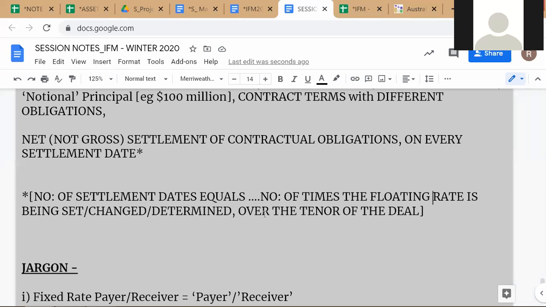There may be some floating to floating swaps as well, which we call basis swaps. We'll come to that. So it's not necessary that one of the rates has to be fixed. But as I said, at least one of the rates will be determined more than once over the tenor of the deal, set, changed, or determined, and that will be the floating rate. Therefore, the number of settlement dates is the number of times the floating rate is being set, changed, or determined.